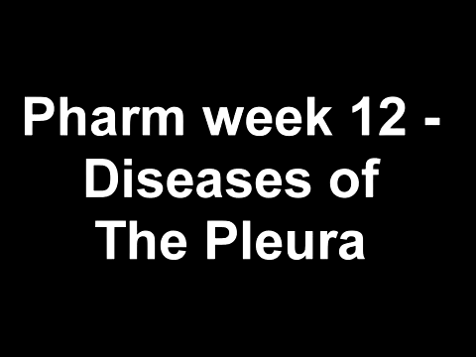Diseases of the pleura. So everybody knows what the pleura is. The first one we're going to talk about is pleurisy. A more modern name for it is pleuritis, but we used to call it pleurisy. Basically, it's the inflammation of the pleura. And you know there are two layers of the pleura, right? The visceral and the parietal.